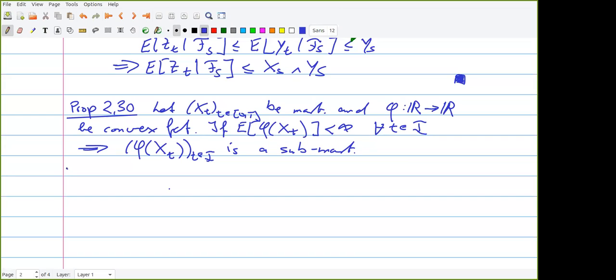Okay. Again, the proof is rather simple. So why is the proof simple? Well, the measurability, so the adaptedness, is directly transferred from the martingale X. The integrability here is assumed as part of the statement. So we only need to check, again, the martingale property. So let's take two elements here in the index set. As usual, s being less or equal than t.